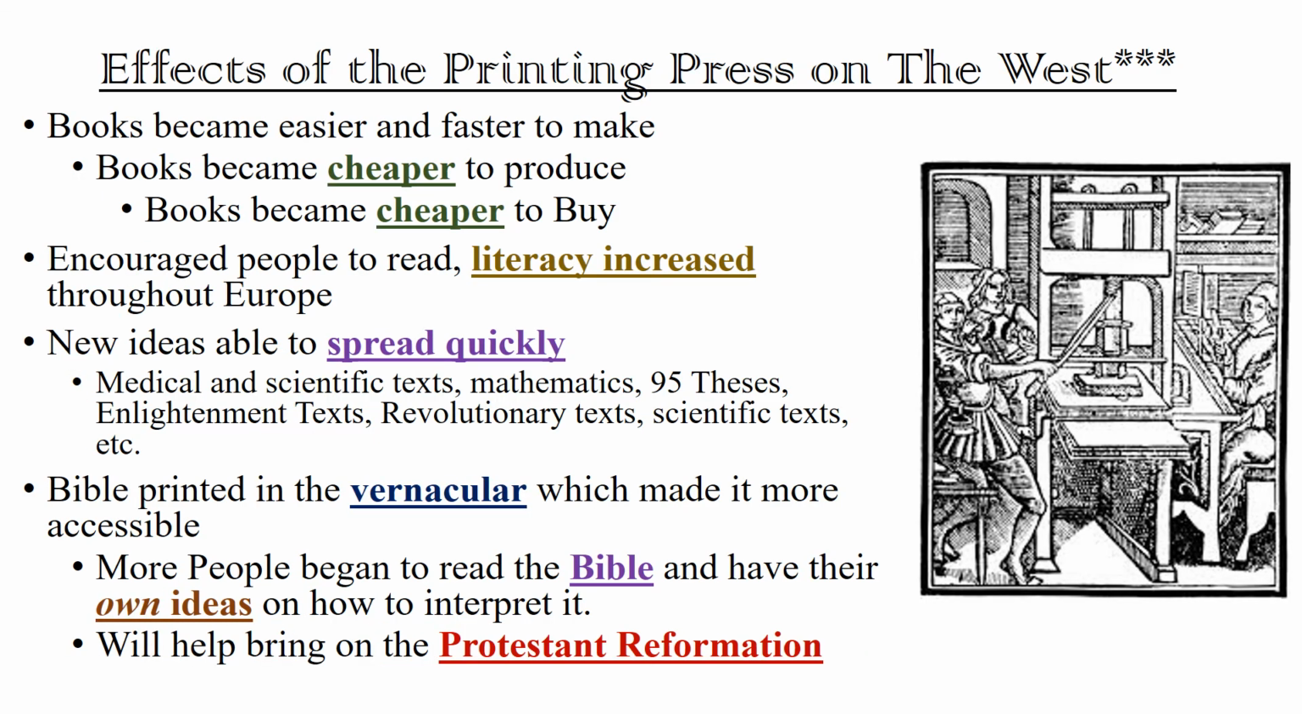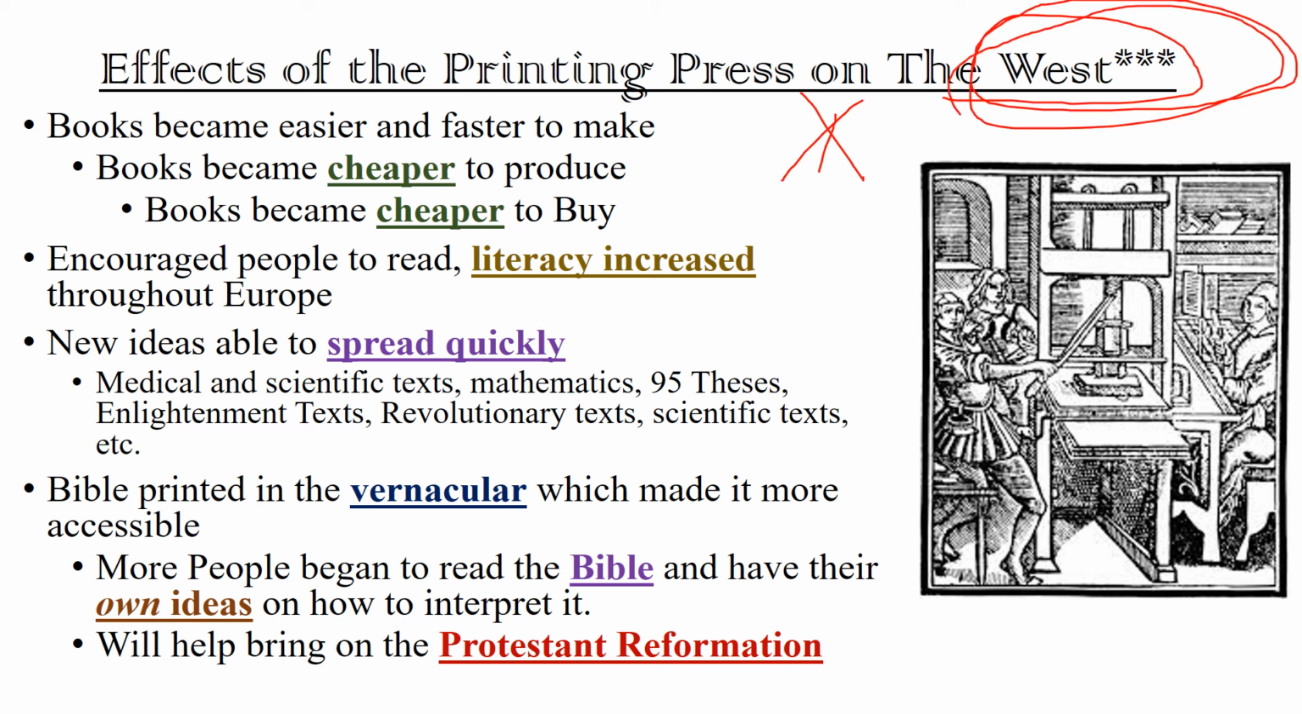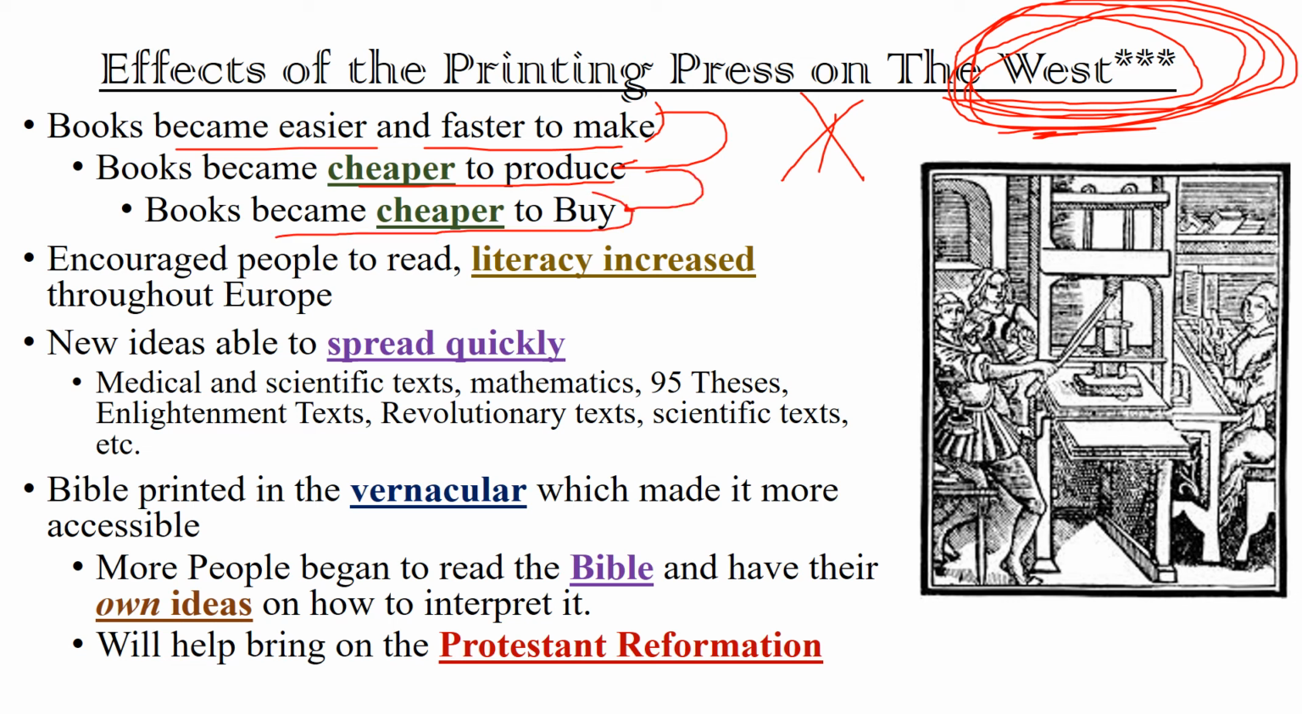So here's where we get to the significance or impact of the printing press, specifically on the West. You want to differentiate this in your writing, whether you look at a Western or Chinese kind of printing press. This is going to be the impact of Johannes Gutenberg's printing press on Western civilization or on European civilization. So let me walk you right through it. Because the printing press is more efficient, books become easier and faster to make. When you can make something easier and faster, it becomes cheaper to produce. When something is cheaper to produce, you can sell it for less. It becomes cheaper to buy.